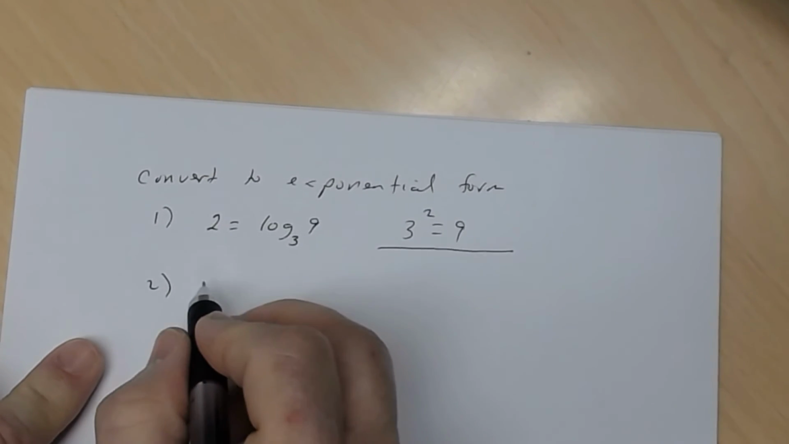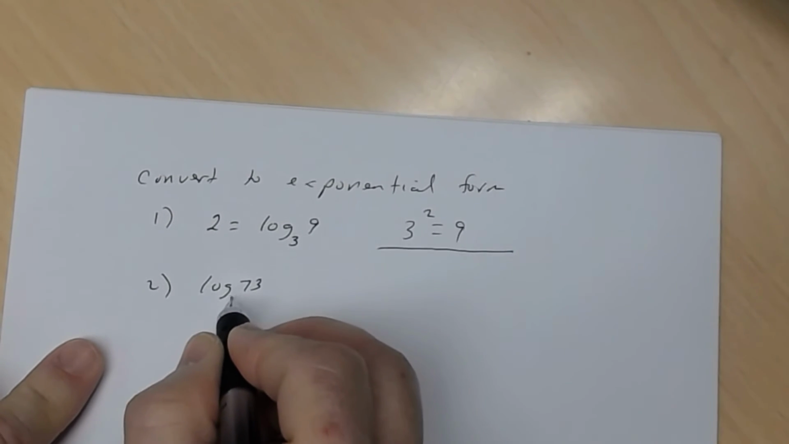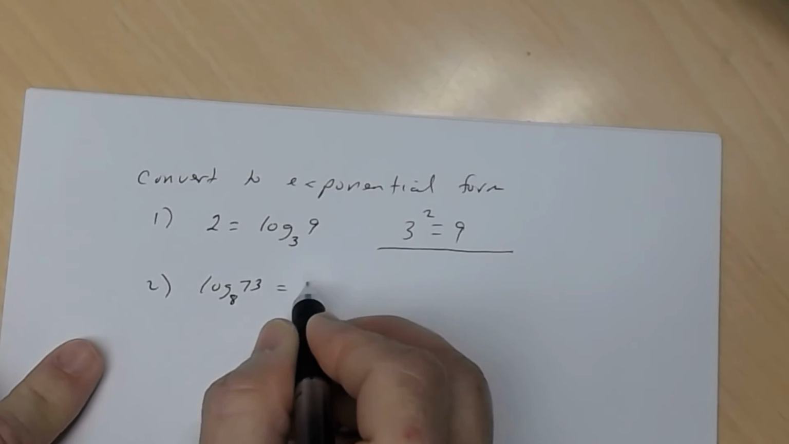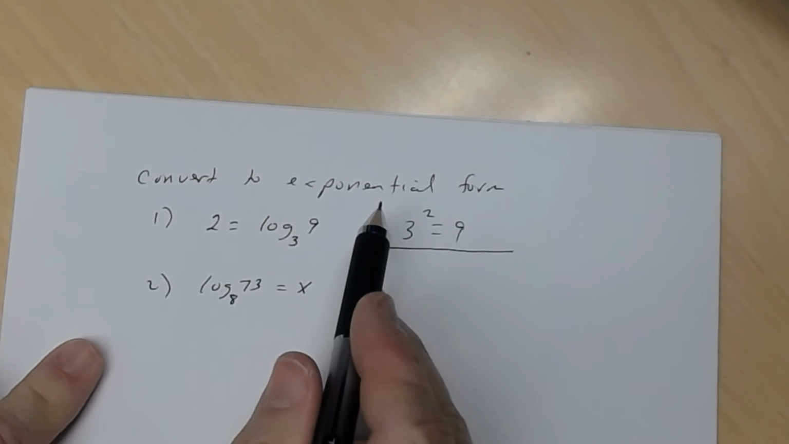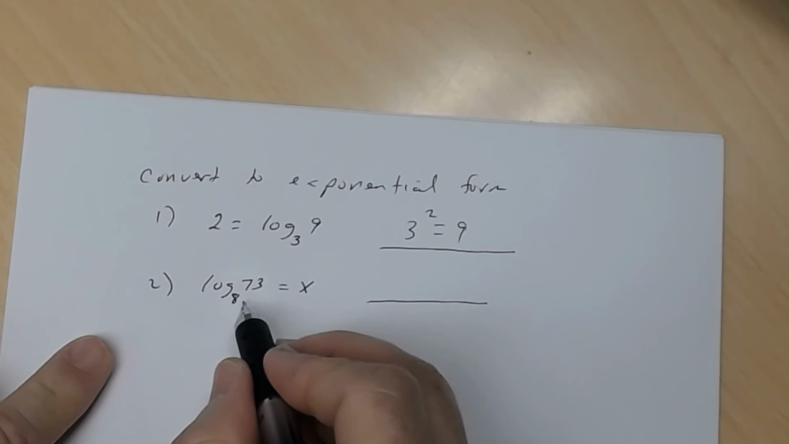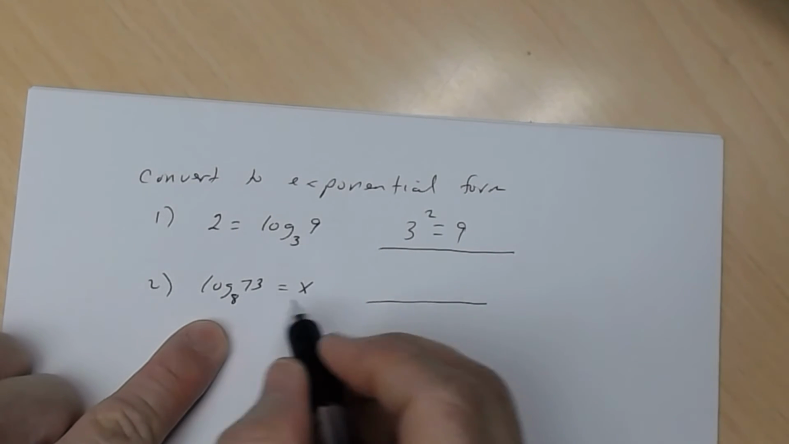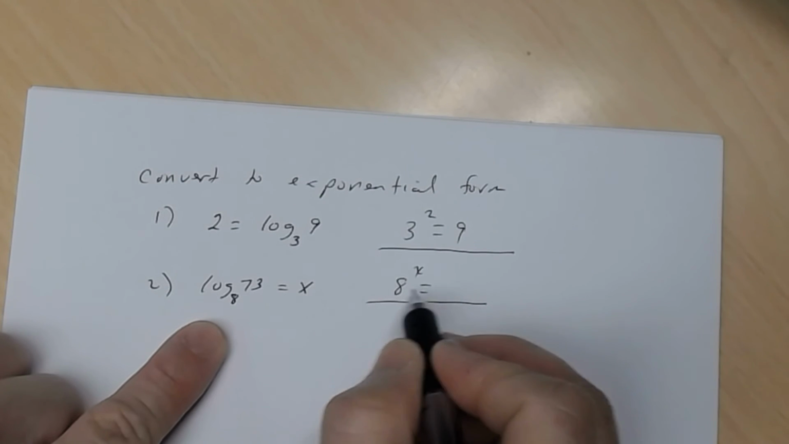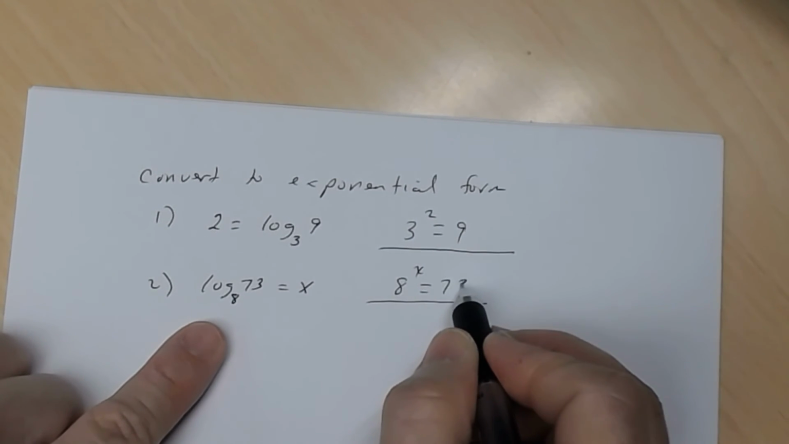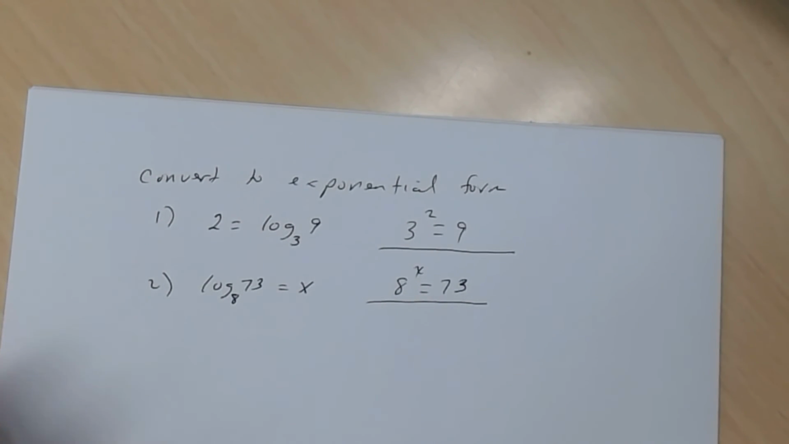Number 2, you have log of 73 base 8 equal x. You want to convert it to exponential form. So you start with the base first. The base is 8. So you say 8 to the x equal the argument, 73. And that's all you do.